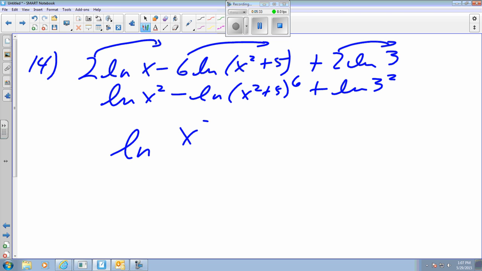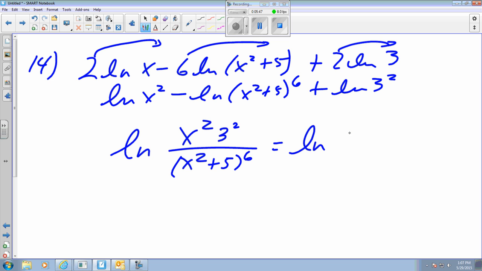Now, when you subtract in these ln's, you're going to be dividing, so the ln x squared goes on top. We're subtracting this one, so it goes on the bottom. And we're adding this last one, so that one would go on the top. And just for the fun of it, I'm going to do some simplifying on that. 3 squared is 9. Coefficients usually go in front, so I'm going to rewrite it like that.